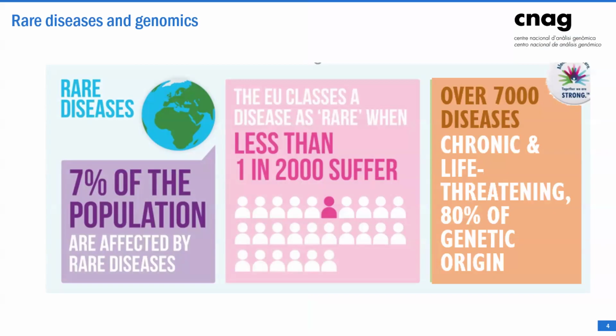So regarding rare disease and genomics, I don't know if you are familiar with the rare disease use case, but rare diseases are defined as those that affect less than 1 in 1,000 individuals. In total, there are over 7,000 rare diseases described. So they are individually rare, but altogether they affect around 7% of the population. And it is established that between 70 and 80% are of genetic origin. And this is why genomics really has an important role to play in the diagnosis of rare diseases.